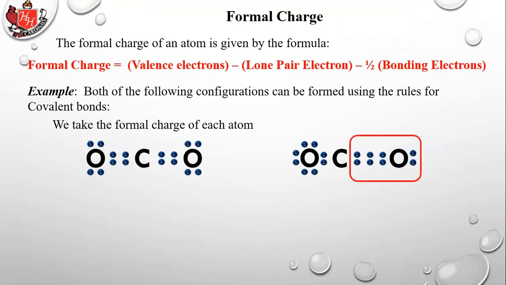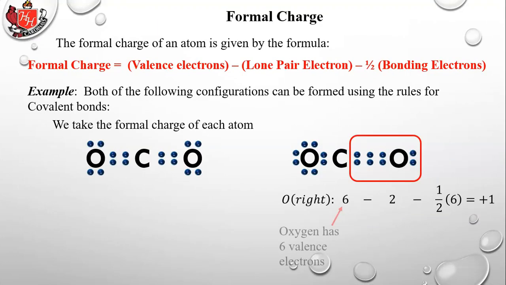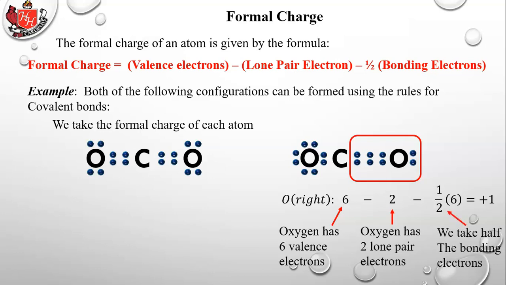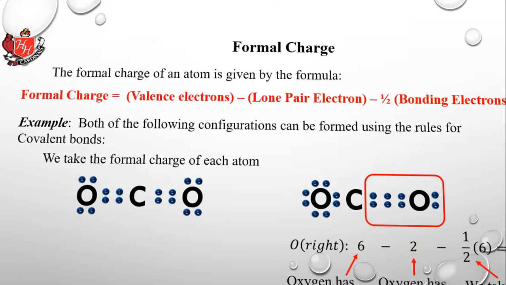And now we'll look at the oxygen on the right. So there it is right there. So oxygen has 6 valence electrons, 2 of them are lone pair, and 6 are bonding it with the carbon. So you take half that number, so 6 minus 2 minus 1/2 of 6 gives you +1. It doesn't matter whether the formal charge number is positive or negative. It's simply the fact that it's not 0 means that it's not as stable as it could be.